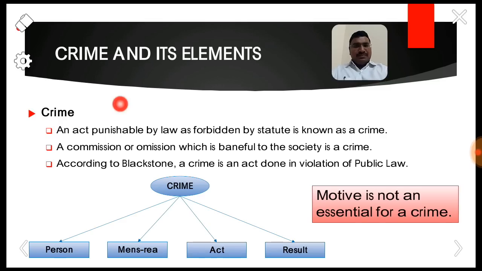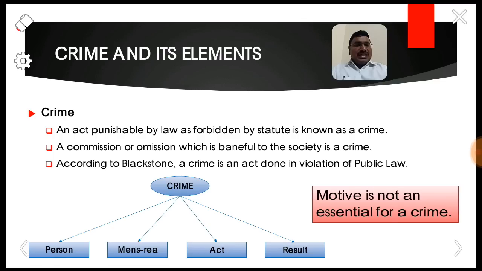Coming to the word crime, crime is an act punishable by law as forbidden by statute. A crime is a commission or omission which is baneful to the society. According to Blackstone, a crime is an act done in violation of public law. There are a number of definitions given by a number of jurists, but no definition for the term crime is universally accepted. But without doubt, the elements of crime are universally accepted.